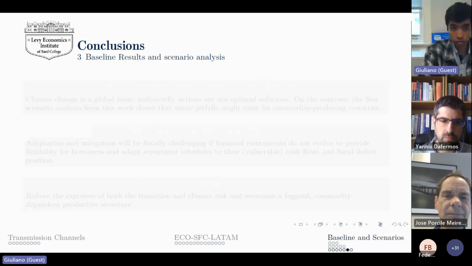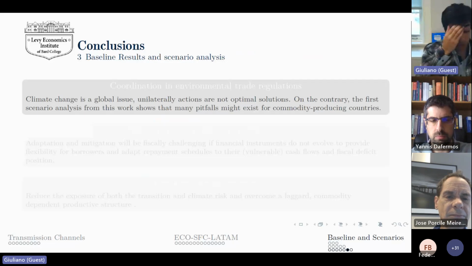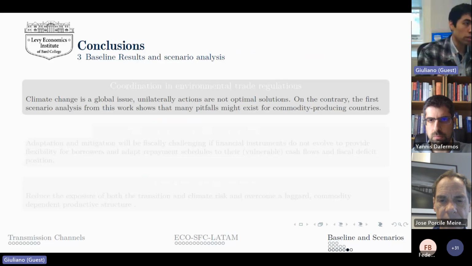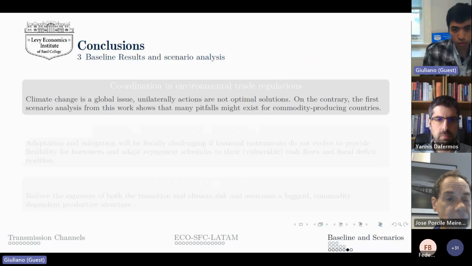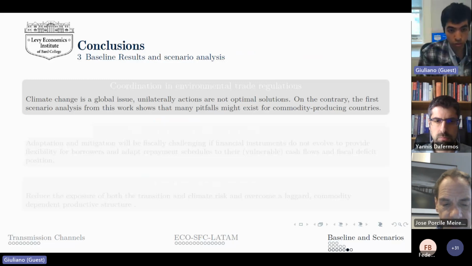And to wrap up the discussion of this work, basically one can draw, also based on our early simulation, at least three sort of policy conclusions.